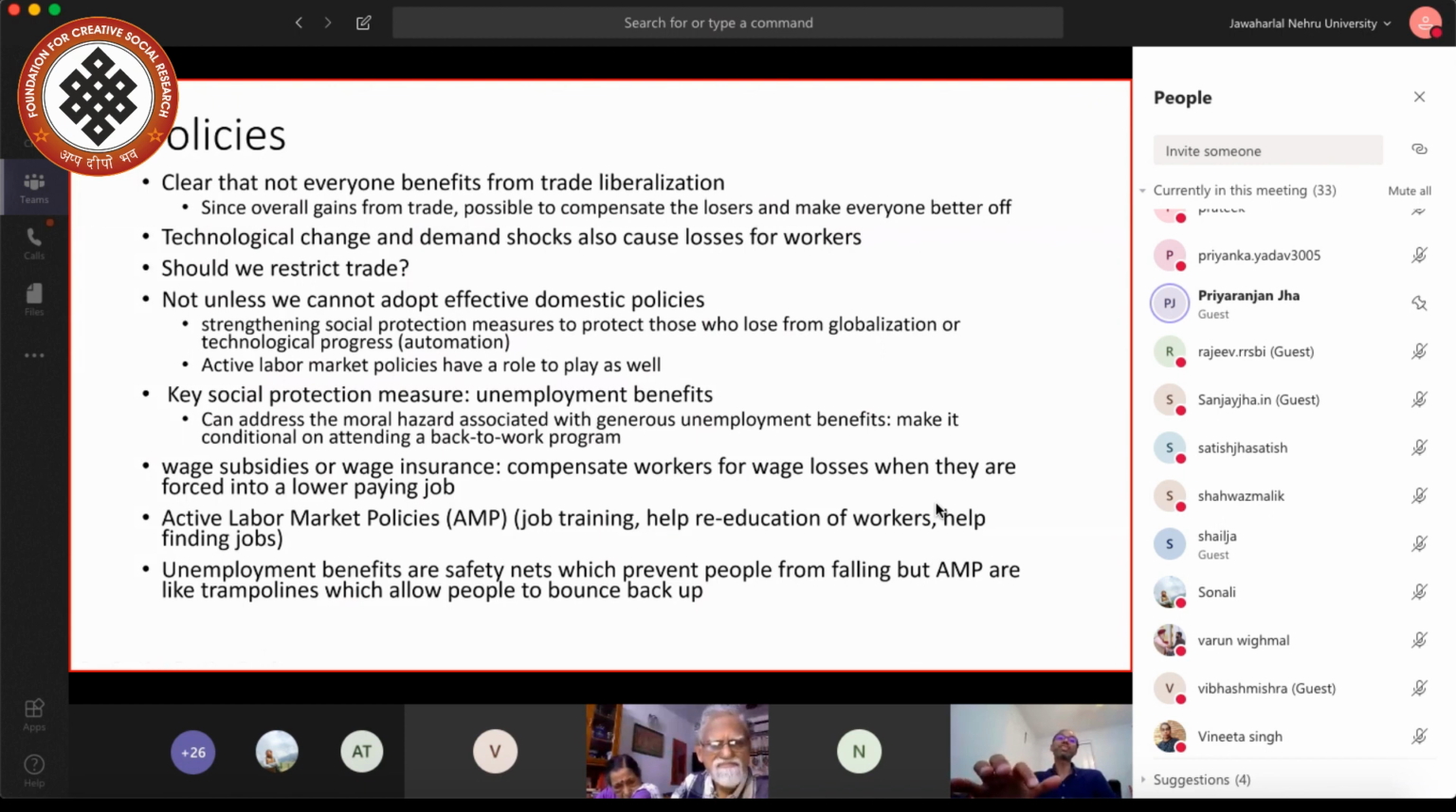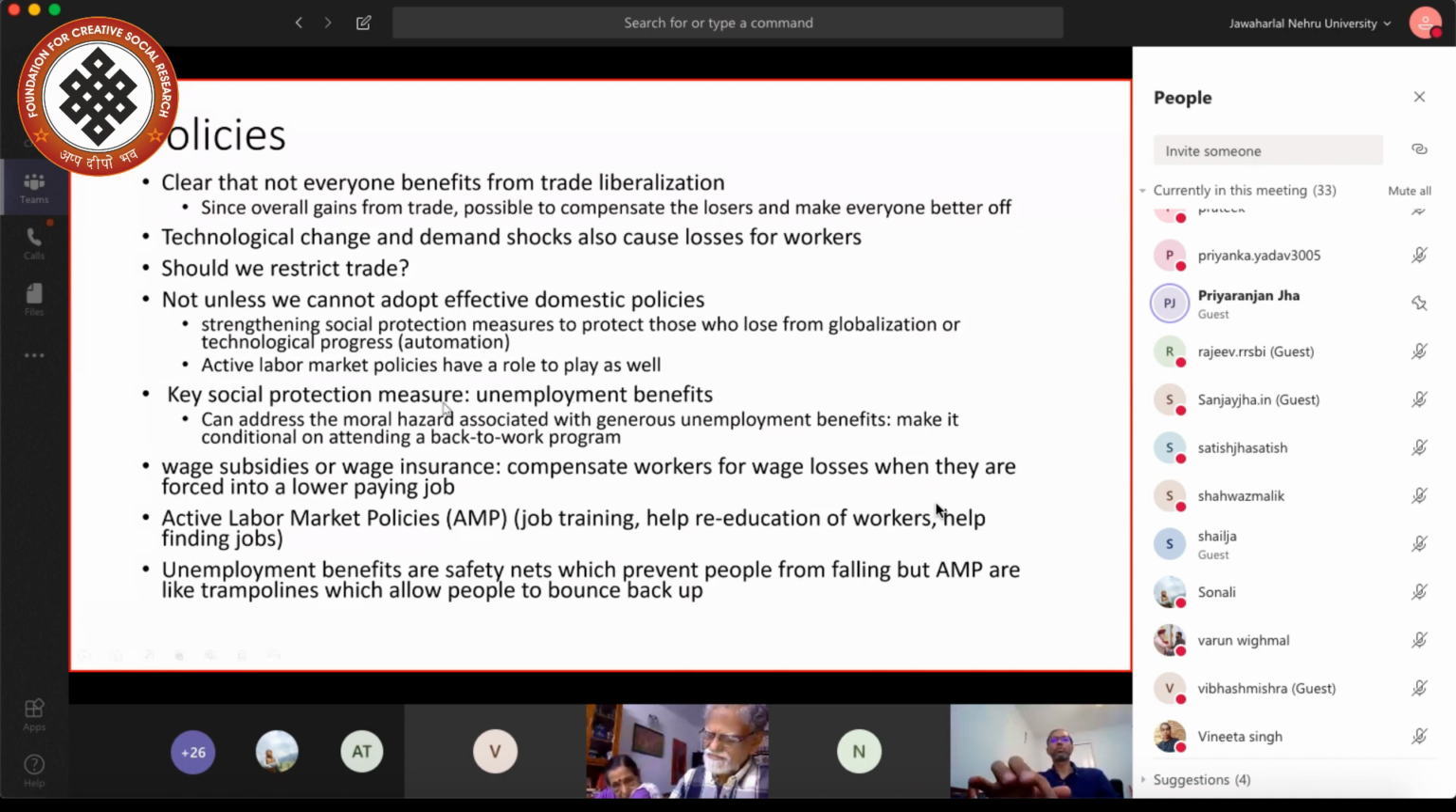So any kind of technological change has a redistributive effect, and trade in some sense is like a technological change. So the question is, should we restrict trade if there are redistributive effects? And the answer is no, unless we cannot adopt effective domestic policy. If you can redistribute the gains from trade, then you can potentially make everyone better off. But the kind of policies that countries adopt to compensate the workers who could potentially lose is to strengthen social protection measures like unemployment benefits and so on. And that is for workers who lose from globalization or technological progress and automation. And also active labor market policies have played a role.